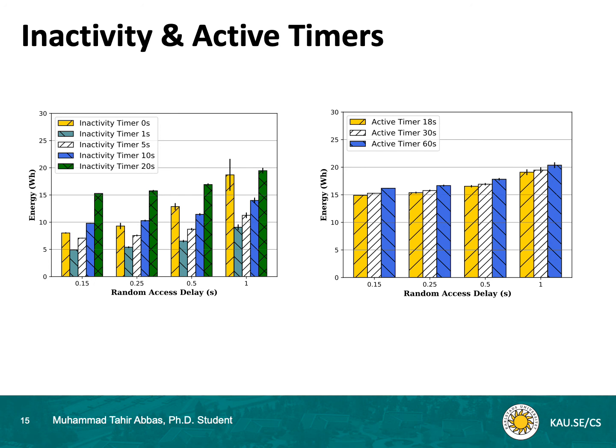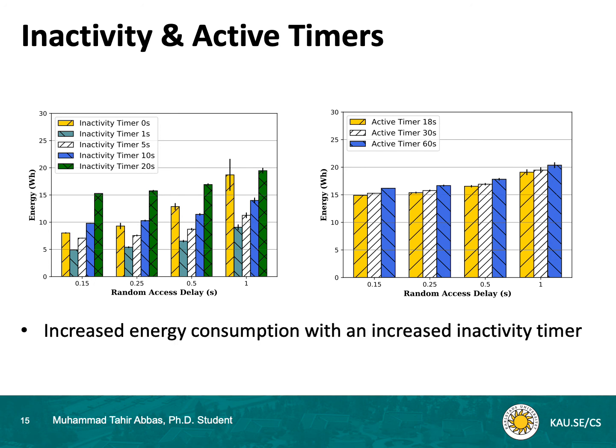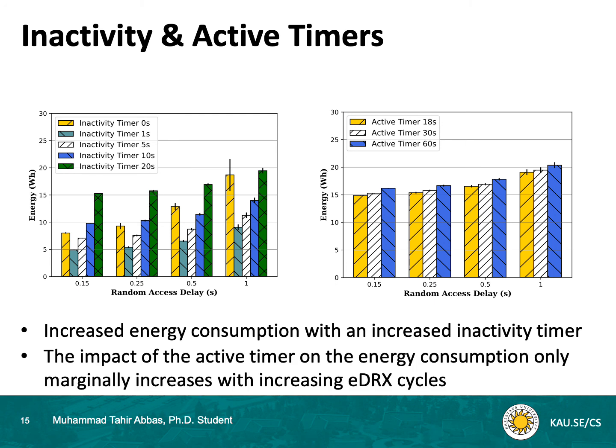Now, coming towards the graph on the right, the graph shows energy consumption for different active timers, and we can see that changing the active timer from 30 seconds to 60 seconds marginally impacts the energy. And again, this energy efficiency comes from the EDRX cycles. So from this figure, we can say that the energy consumption increases with an increase in the active timer. The impact of the active timer on the energy consumption only marginally increases with the increasing EDRX cycles.